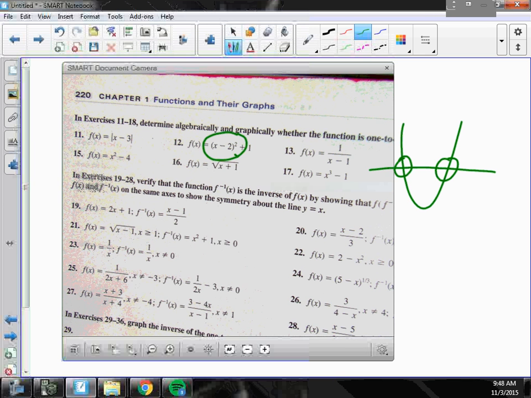Okay, so I'm not going to make you go through and plug in x sub 1 and x sub 2. Just identify the part of the equation that makes it not 1 to 1.